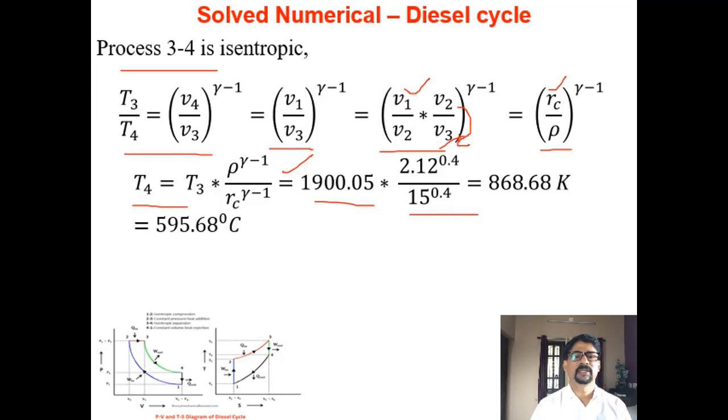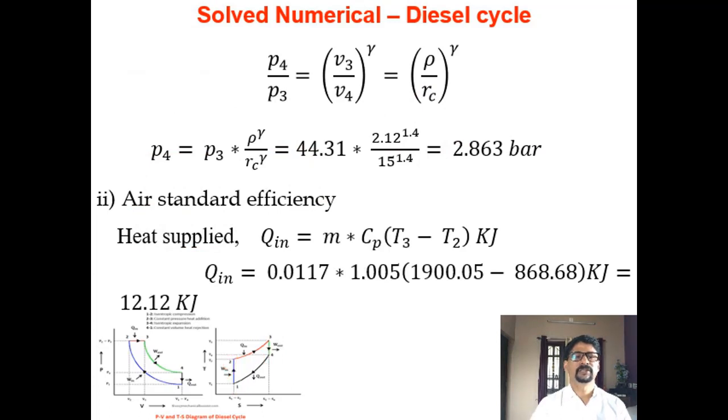So you'll get the temperature T4 as 868.68 Kelvin, or 595.68 degrees Celsius. You see, if you observe this TS diagram, temperature T1 will be minimum, next will be T2, T3 will be the maximum temperature of the cycle, and T4 is less than T3. So you can check the answers also, whether you are getting them in the same way. T2 higher than T1, T3 still higher, and T4 less than T3. Suppose you get it the other way, T4 greater than T3, then you should think that there is some mistake in the formula you substituted.